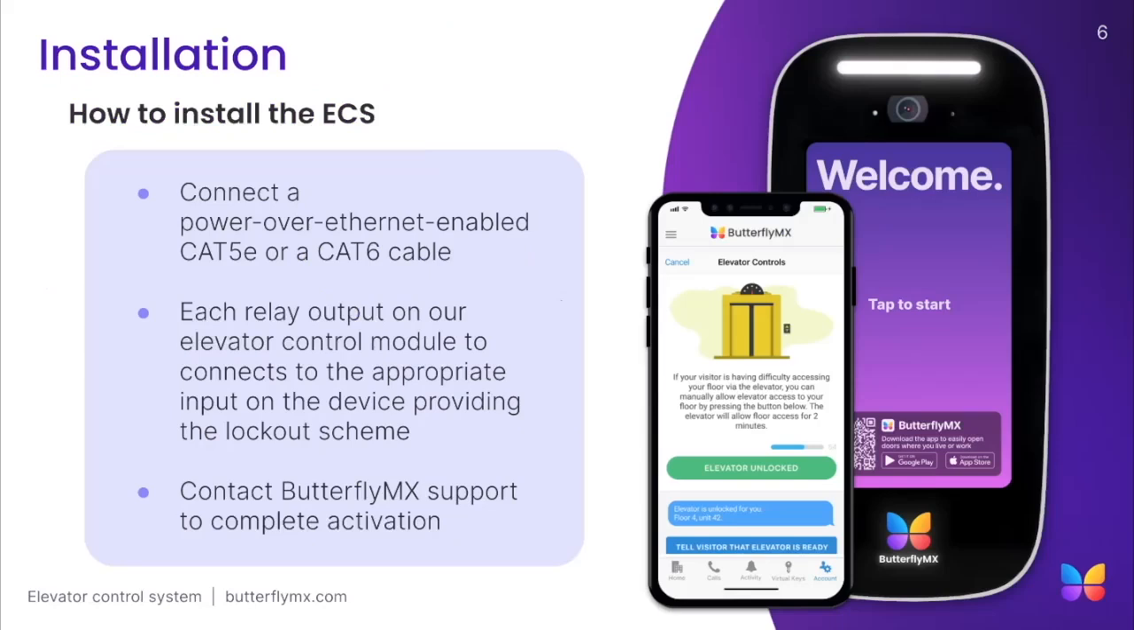Now let's get into the installation and configuration. You need to connect a Power over Ethernet enabled Cat5e or Cat6 cable, while also connecting each relay output on our elevator control module to the appropriate input on the device providing the lockout scheme. Similar to our video intercom, once the elevator control installation is complete, you need to contact our support team to activate the ECS hardware. They will ask you to confirm which relay on the Butterfly Max elevator control module is connected to each floor and will program the software accordingly.